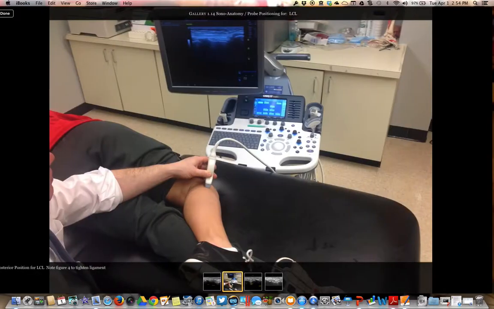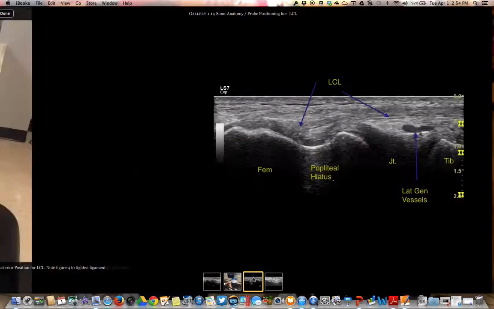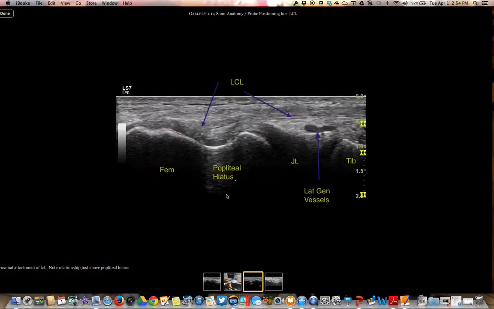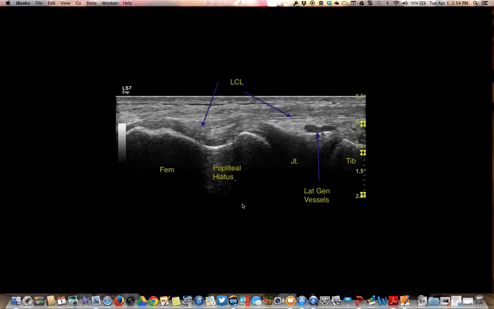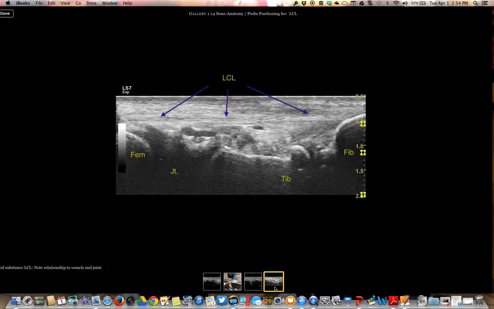Positioning here from the posterior approach, again pointing to the popliteal hiatus and putting the distal end of the probe over the fibula. This is seeing the ligament in greater detail at its origin and looking at the mid-substance of the ligament.